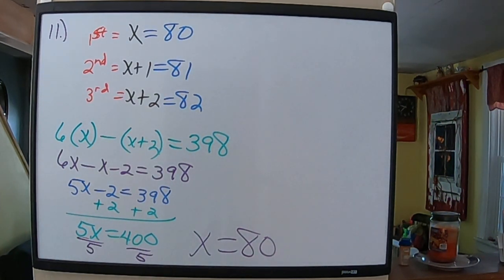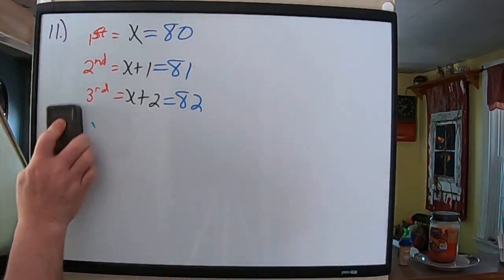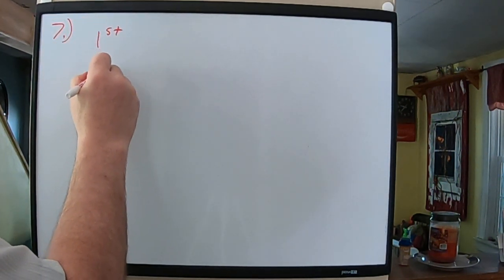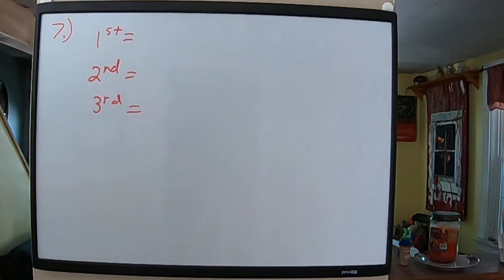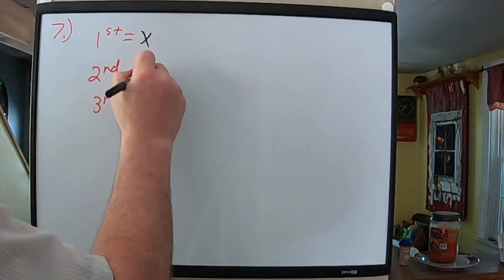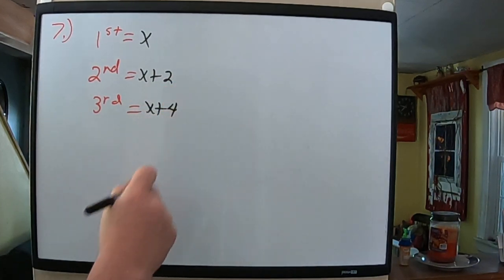Back to number 7. Three consecutive even integers. Let's stop there. This is number 7. First, second, third. Also, make sure that if there is a label for a unit, that you include it with the answer. So far, we haven't had any, but there are a couple problems where there are. All right, consecutive even. X plus 2, x plus 4.